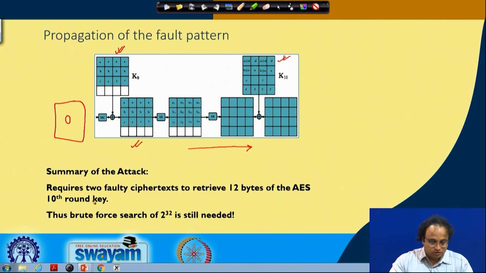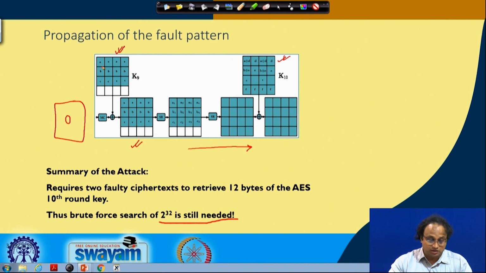Just to summarize, this attack requires 2 faulty cipher texts to retrieve 12 bytes of the AES 10th round key, but a brute force search of 2 power of 32 is still required. You still need to recover 4 bytes, and 4 bytes would mean 4 into 8, which is 32. So you have to still do a brute force of about 2 power of 32. Therefore this is not a very efficient fault attack, and there seems to be scope for improvement.